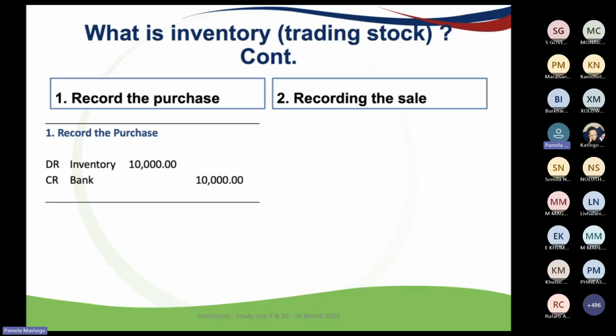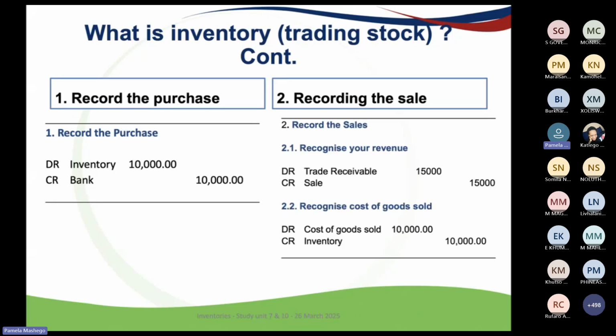Now for transaction 2, when you make the sale. For the sale of the battery, there are two journals that you need to record. One is to recognize the revenue, and the second is to recognize the cost of goods sold. Let's assume the customer bought the battery from you on credit. Hence you debit the trade receivable account to show that you are owed money. Trade receivable is also an asset, so you debit it to show that you are owed money and you increase your trade receivables. And then also you made a sale.